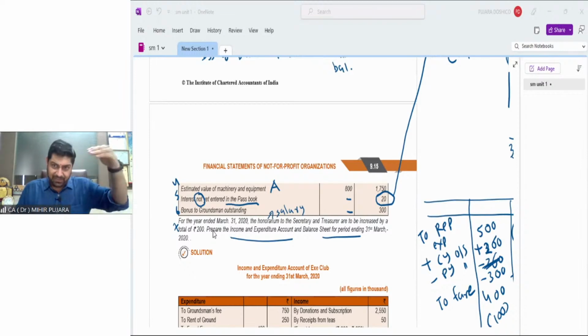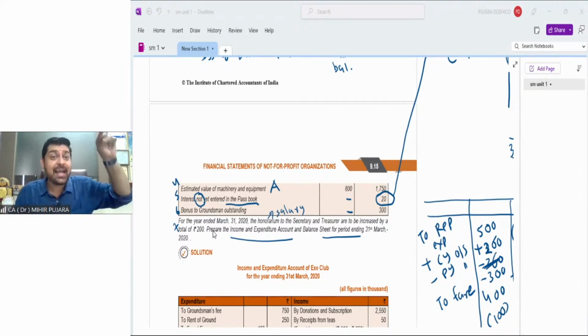Compared to the previous year, it should be increased by 200. Then tell me what will be the current year honoraria. It should be increased by, not increased to, increased by. Tell me guys, how much it will be. It should be 600. Current year, it should be 600.